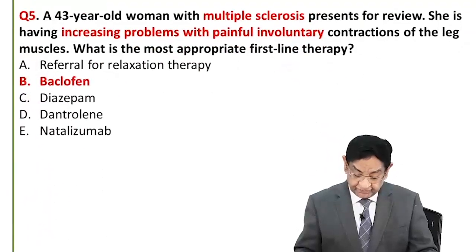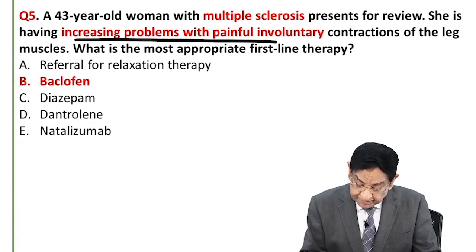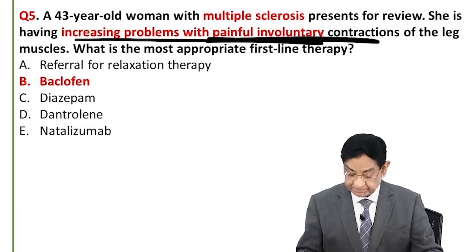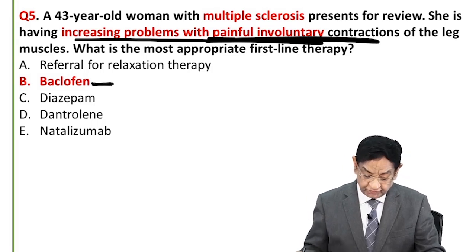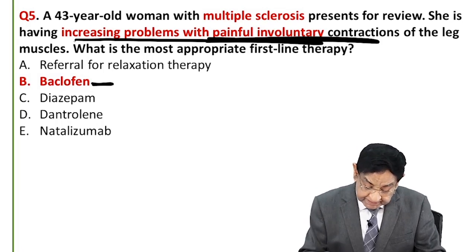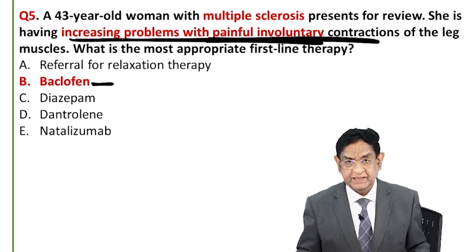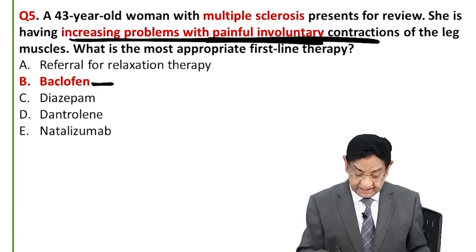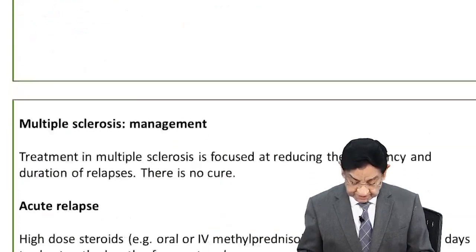Question number 5. We have a multiple sclerosis patient. Increasing problem with painful involuntary contraction is a big problem which can occur in these patients. So what therapy can we give? Answer is baclofen. Remember, he has an increasing problem with painful involuntary movement. We need urgently something which can take care of the muscle spasm. And baclofen is a wonderful drug to use in muscle spasm in these patients, right?